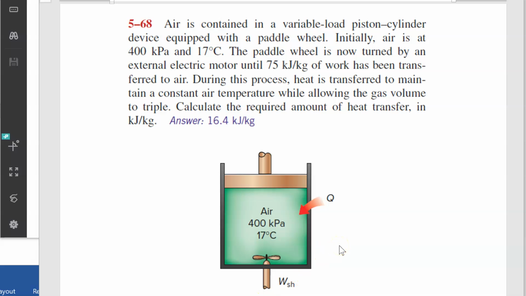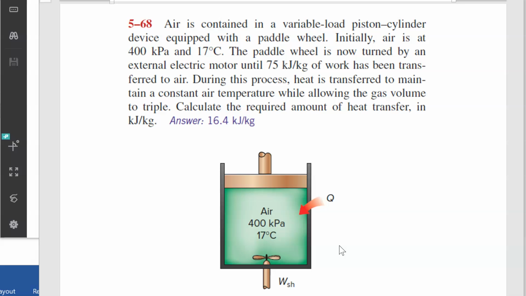Okay, let's take a look at this problem. Air is contained in the variable load piston cylinder device. That means that the pressure can change, variable load. Initially, the air is at pressure and temperature.